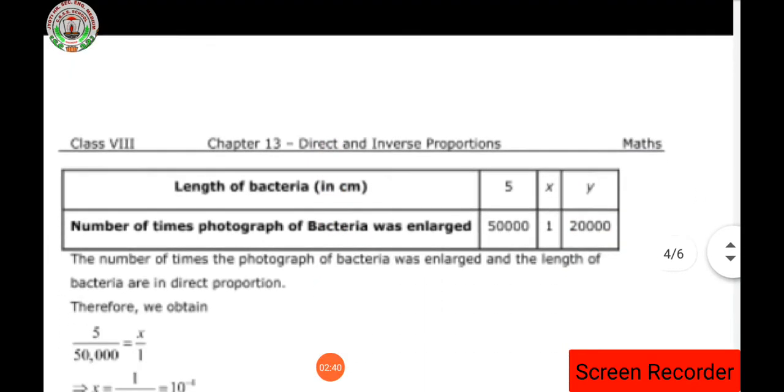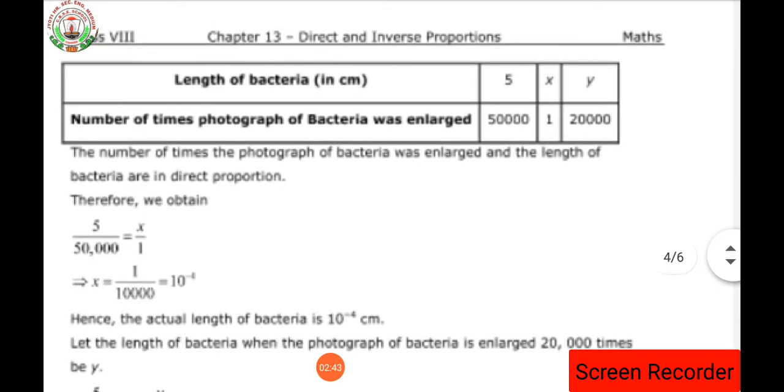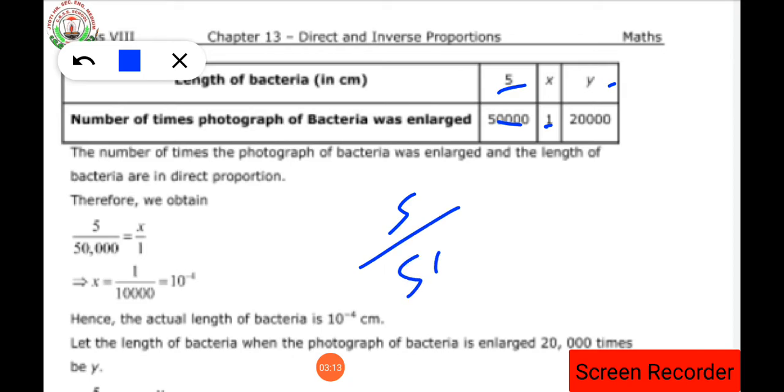So let's see the solution, what it will be. Here we have the solution. Length of the bacteria is 5. The number of times the photograph of the bacteria was enlarged is 50,000. If x is the actual length of the bacteria, it is enlarged 1 time. If the length is y, it is enlarged 20,000 times. Clear? Since the number of times the photograph was enlarged and the length of the bacteria are in direct proportion, therefore 5 upon 50,000 is equal to x upon 1.